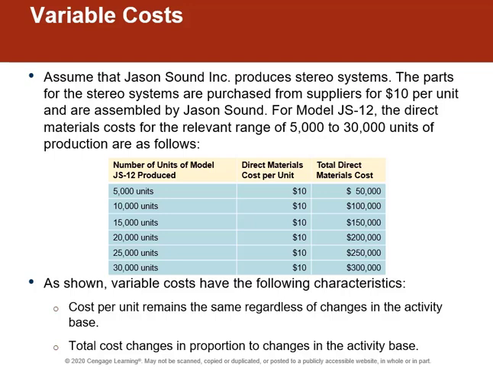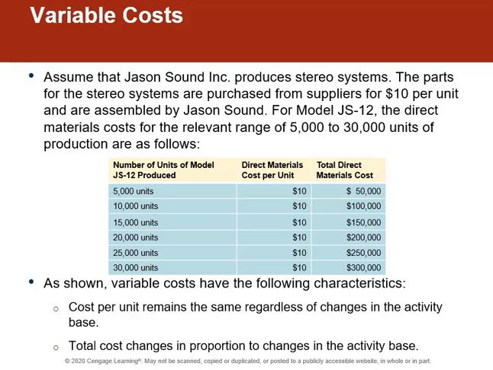And another thing that I want to point out here is this concept of relevant range. We normally talk about it when it comes to fixed cost, but it could be relevant when we talk about variable cost as well. The relevant range is simply the range of activity where the cost doesn't change, okay? For example, in this case, the company is able to get these supplies for $10 per unit, assuming that they produce at least 5,000 units and no more than 30,000 units.